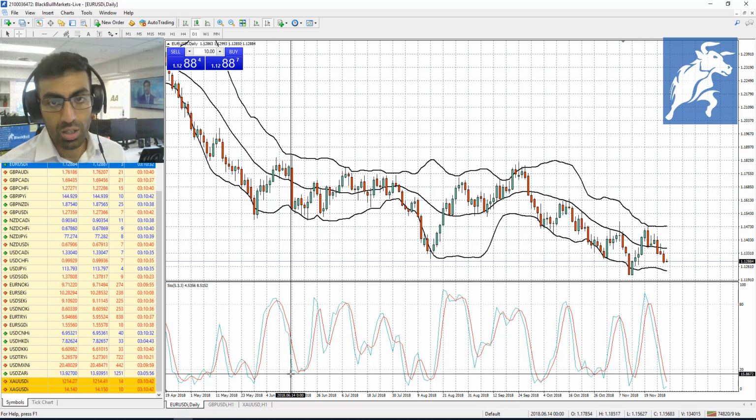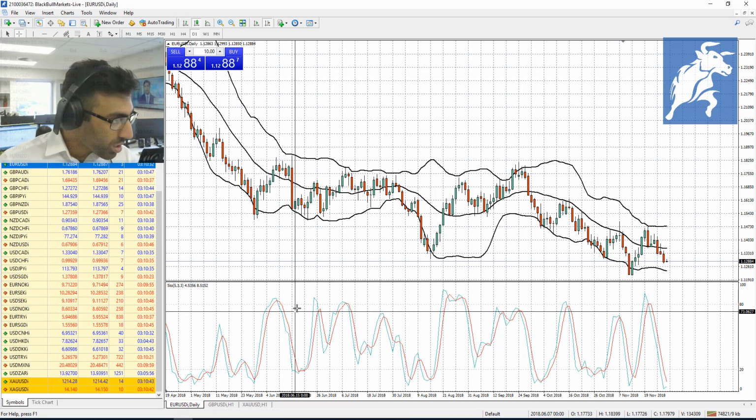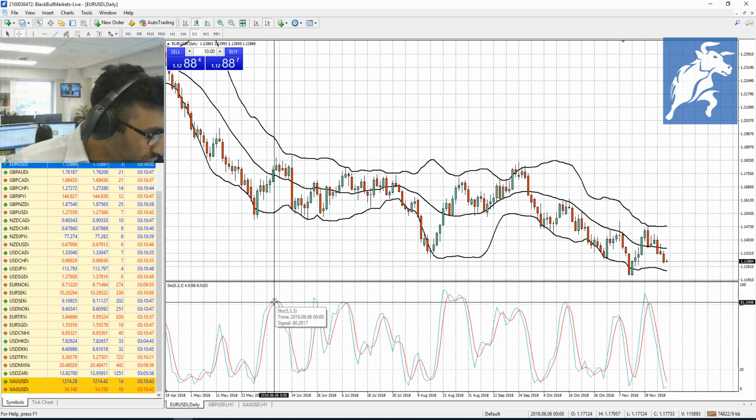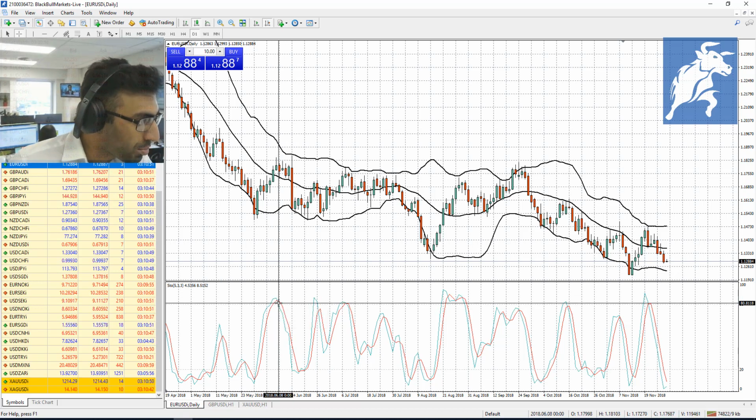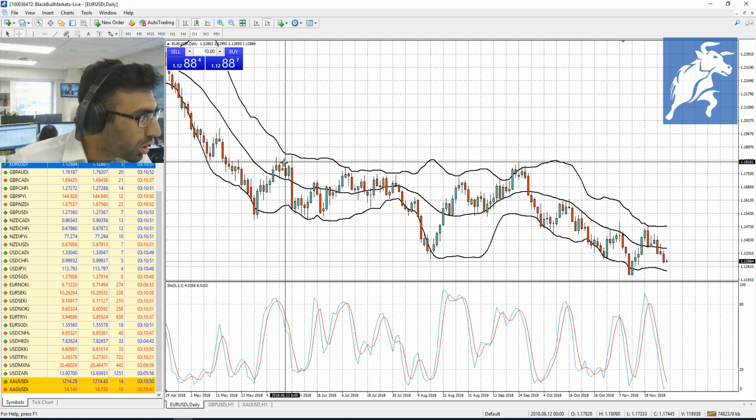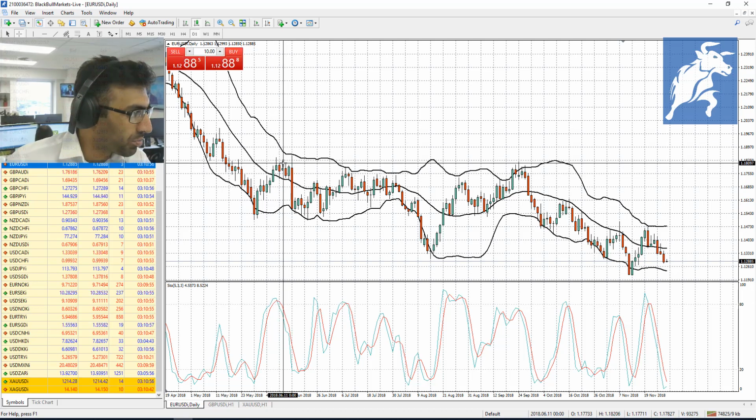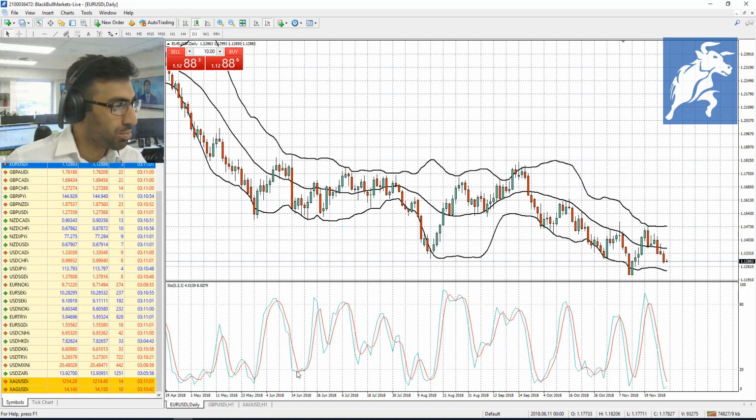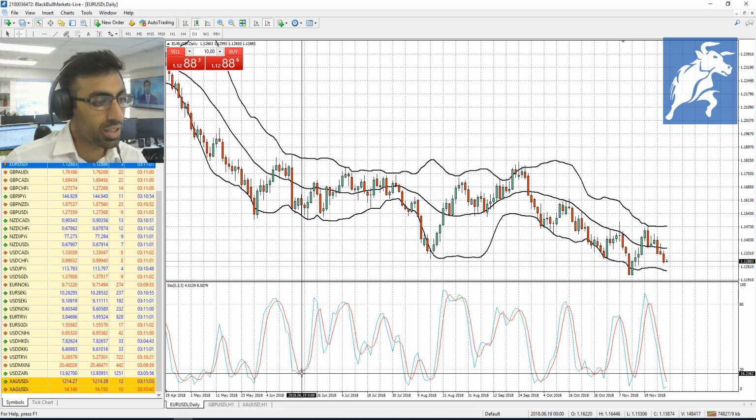So let's go through some examples. You can see that if I point out the crossover here, you did get a fall in the price. This is euro dollar going back to June of this year, a fall of about, say, 316 points until the next crossover to the downside.